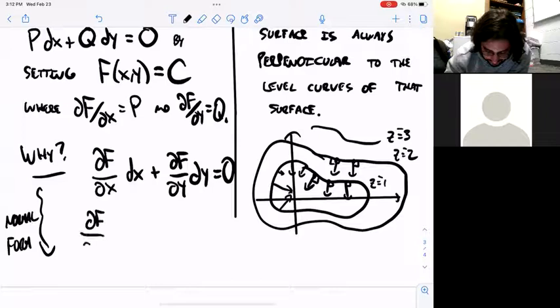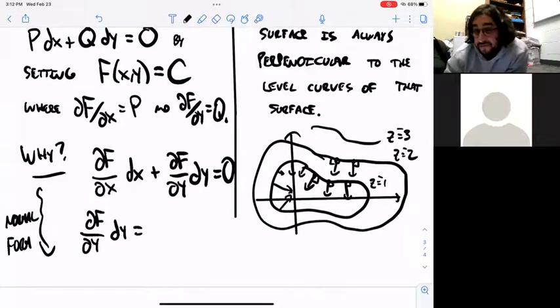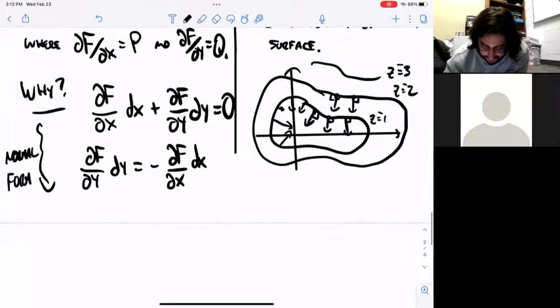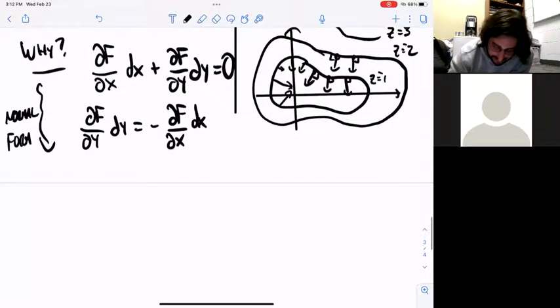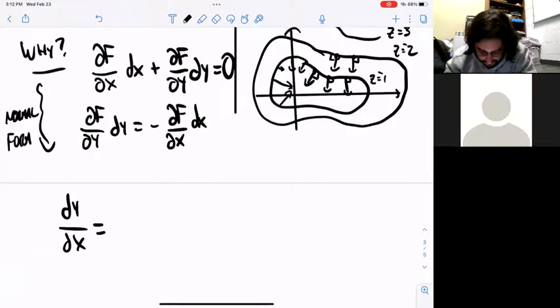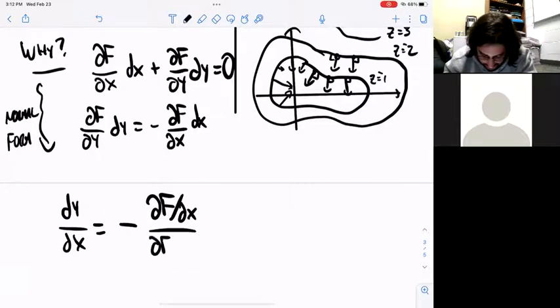So if you put it in normal form, what does it become? Normal form is where you solve for the derivative, dy/dx. So subtract over the x term, and so we get a negative sign, and then divide. Divide the dx off, and we get dy/dx equals negative dF/dx over dF/dy.